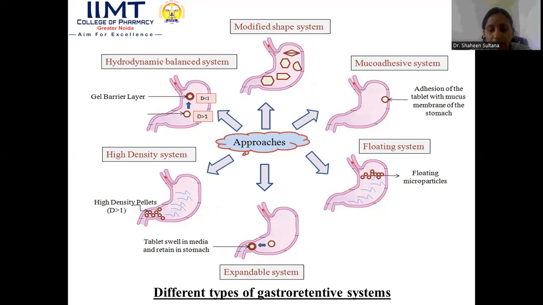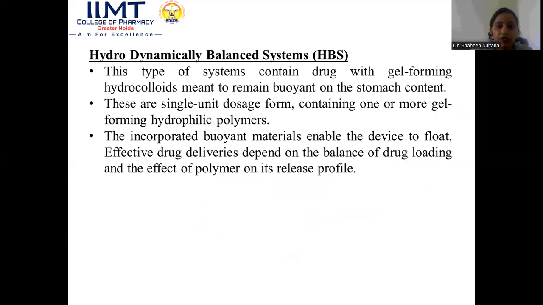Expandable systems, when in contact with the GIT fluid, will expand. When they expand, they will be retained in the GIT tract or the lower bottom of the stomach and cannot be removed from the site of application. Floating microspheres or floating drug delivery systems have a density less than 1, so they will float in the stomach for a long period of time. Similarly, mucoadhesive drug delivery systems will show adhesion with the mucous membrane because of some mechanism involved and remain in the stomach for a long period of time.